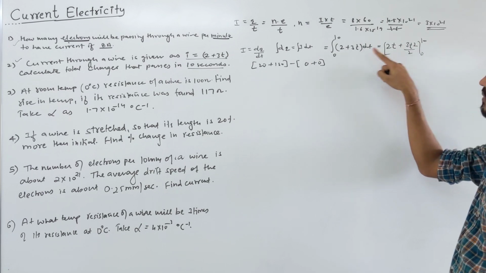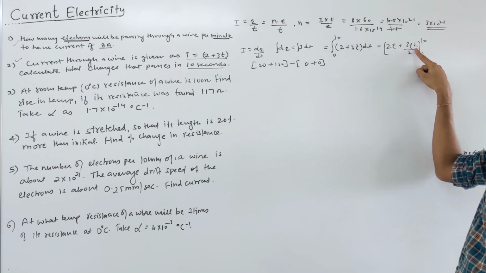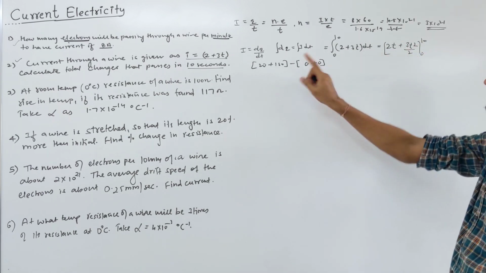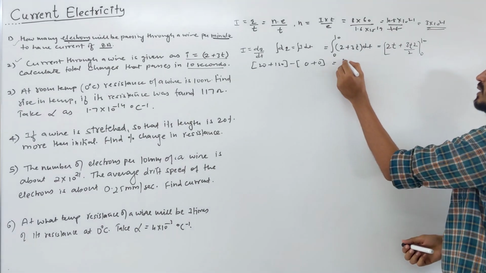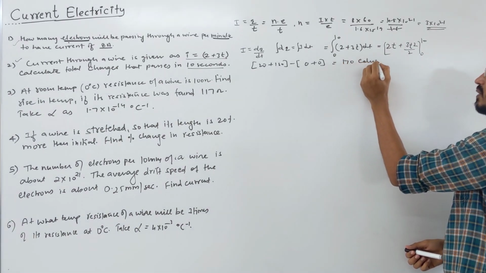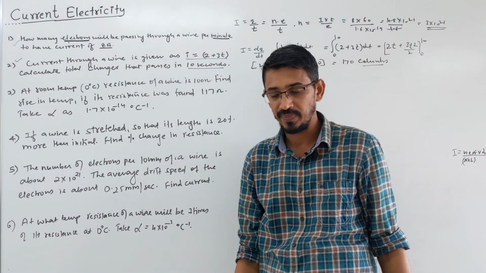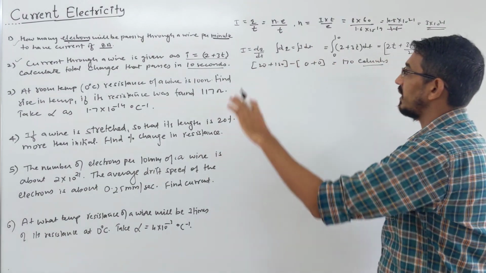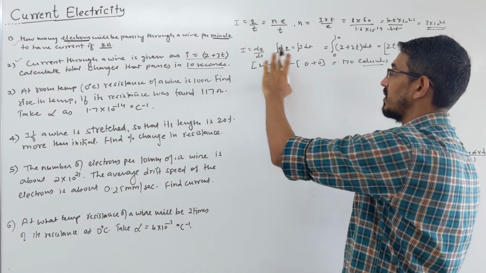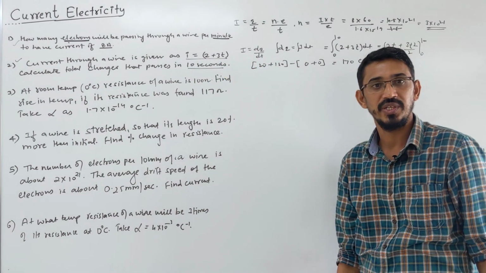10 is putting here, that becomes 20, 10 square becomes 100, 300 by 2 is what? 150, correct. Okay, so what is the answer of this? 170 coulombs, right? Because finding charge, SI unit is, you know what? Coulomb. Okay. So current equation given, you can find charge. Charge equation given, you can find current by differentiating it.